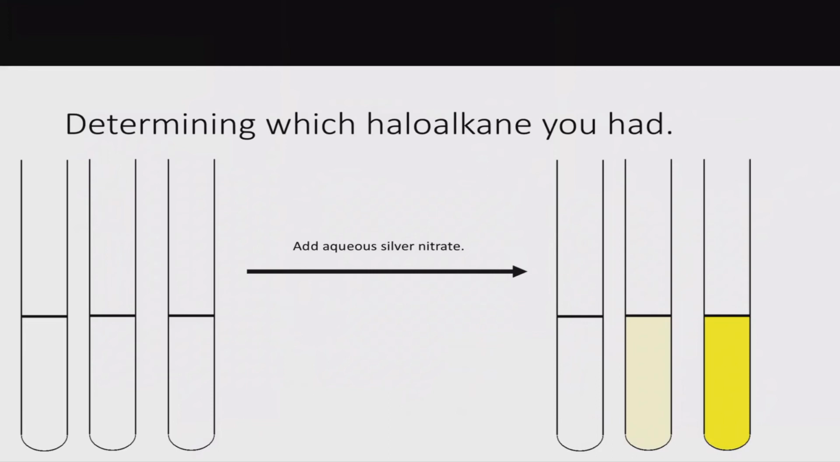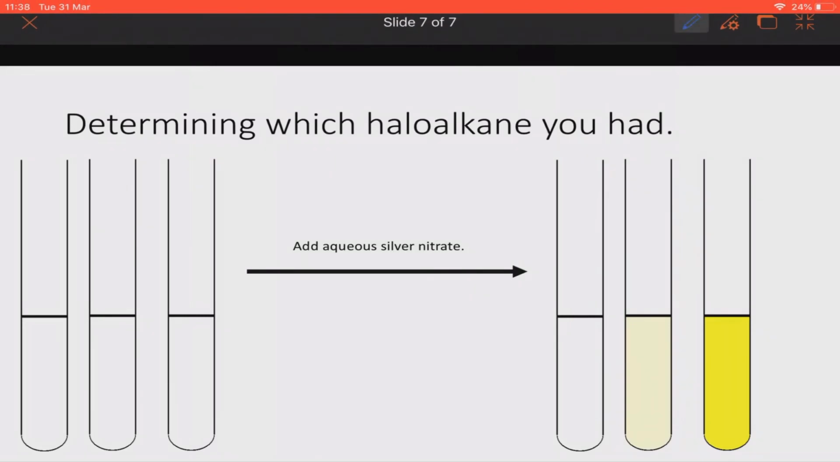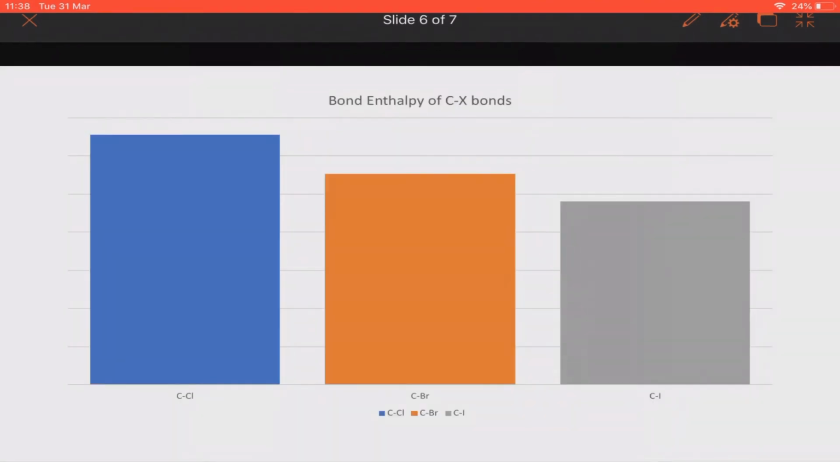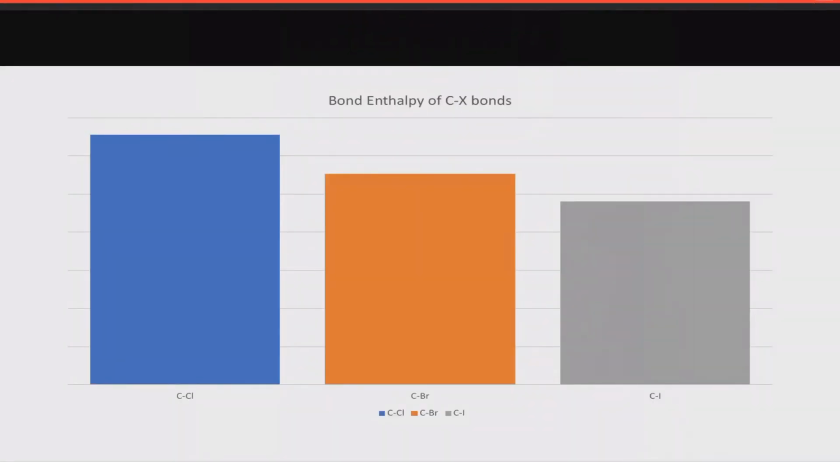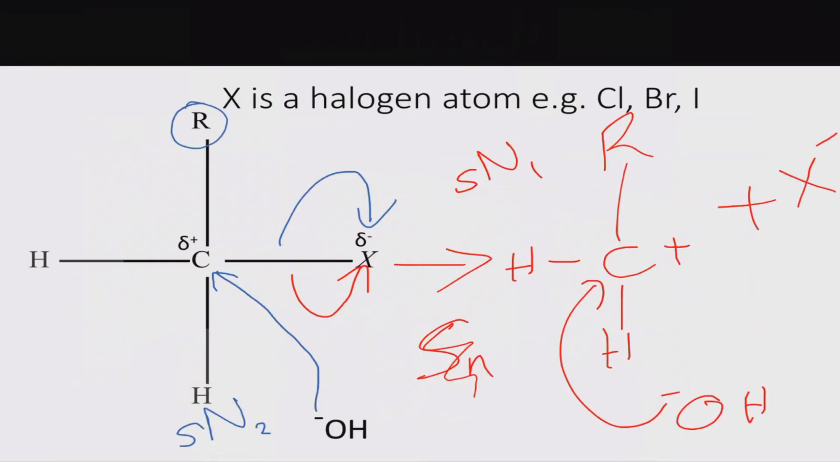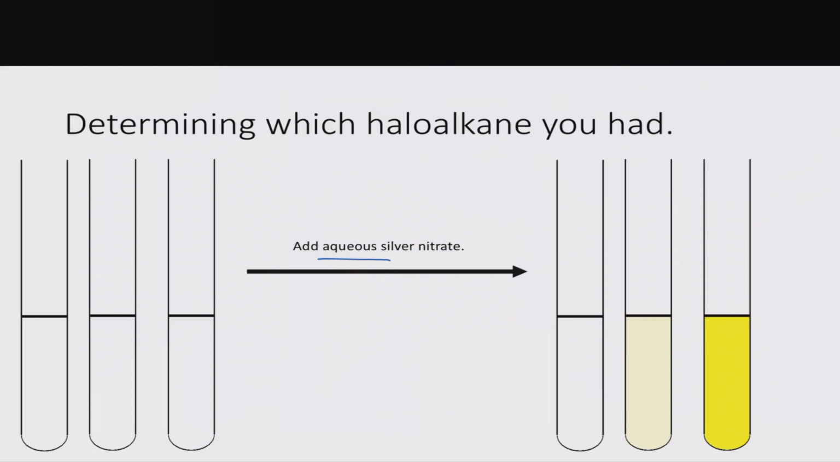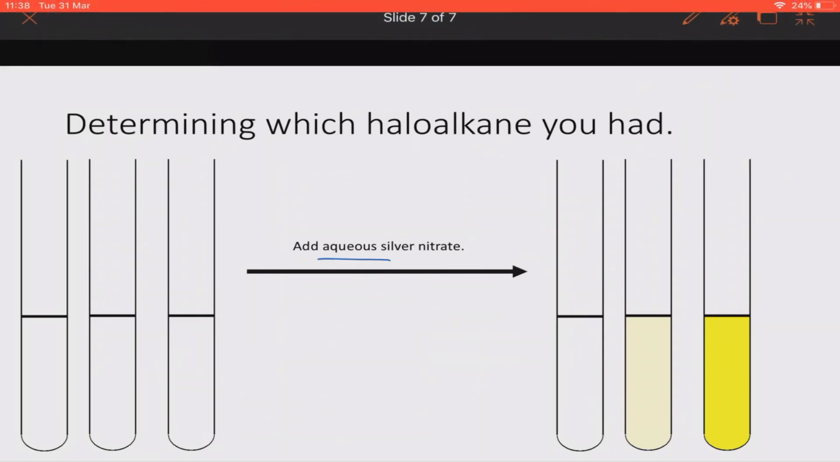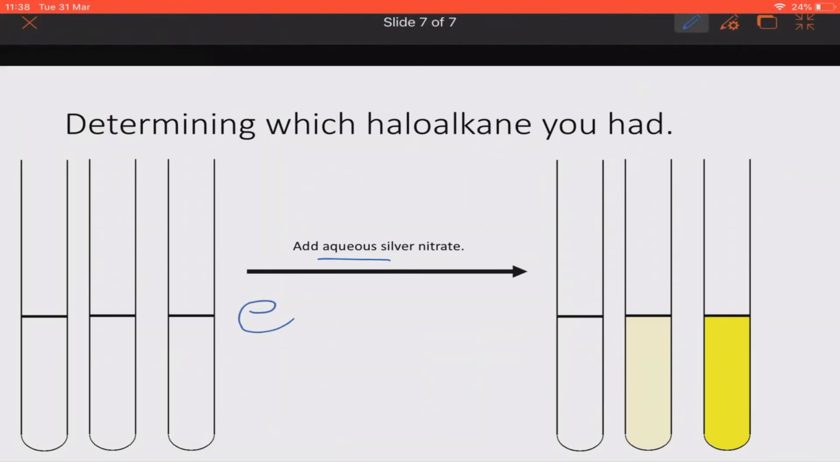But aqueous silver nitrate, as it is aqueous, that tells us that there's a large quantity of water in there. That water can react as a nucleophile, doing this hydrolysis reaction. It will be quite slow, and we do have the complication that our haloalkanes are pretty non-polar. They're not going to dissolve in water well, but we need them mixed with water for that reaction to happen. So we're going to add a solvent, and we're going to add ethanol.